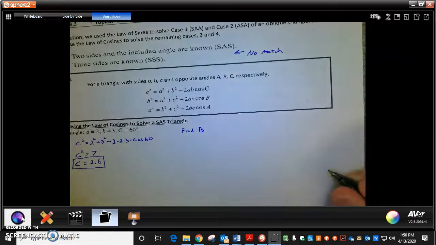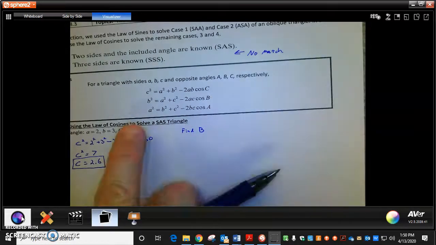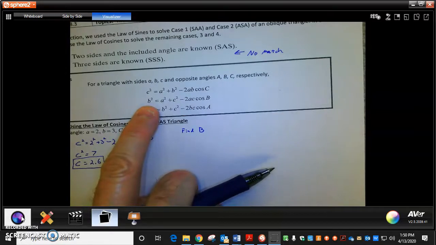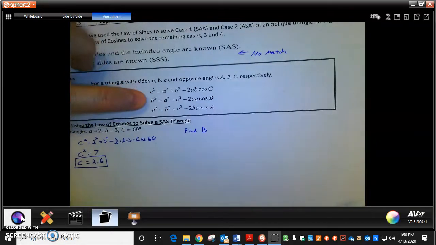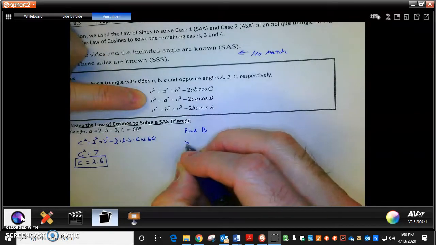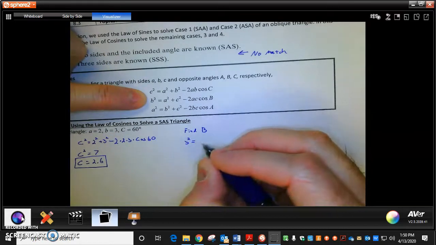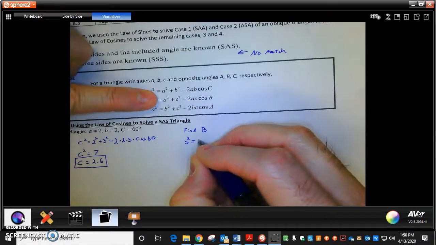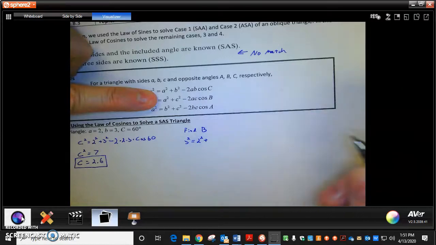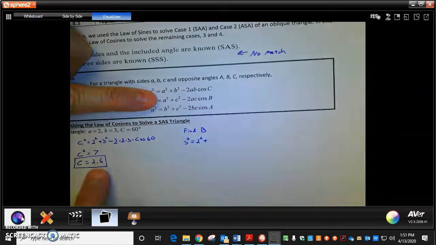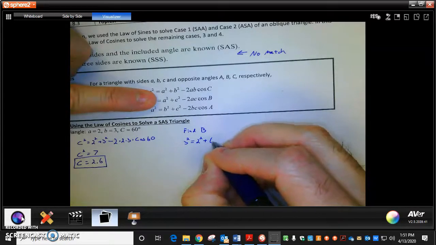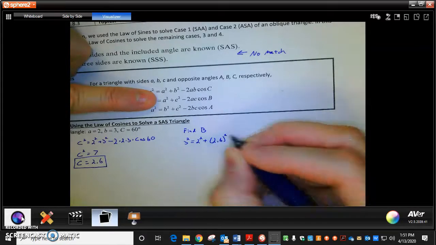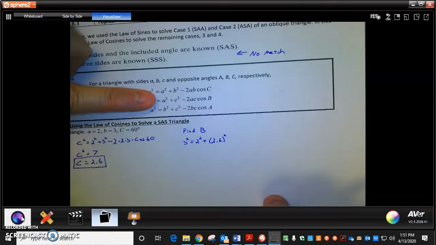Just because. Now, if I want to find big B, then I'm going to use the formula that starts with little b. So I've got b squared, so that's going to be 3 squared, equals a squared, so that's 2 squared, plus c squared. Now, c is 2.6, but technically, if you remember, that 2.6 came from taking the square root of 7. So that's actually what c squared is going to be.